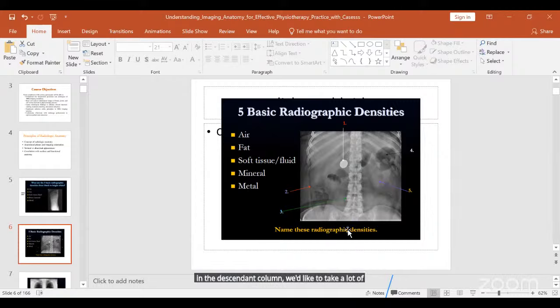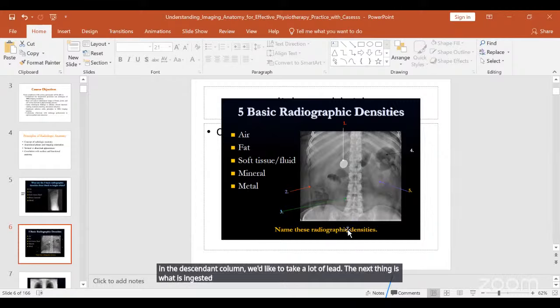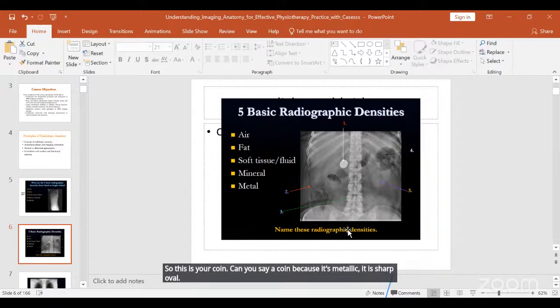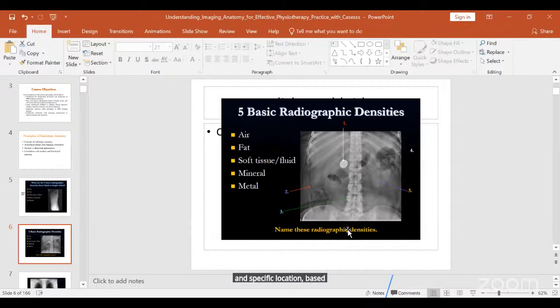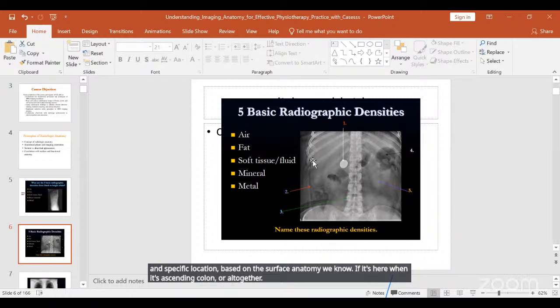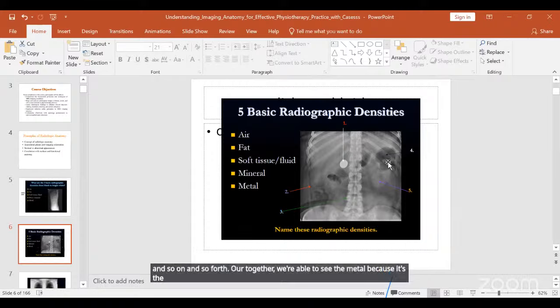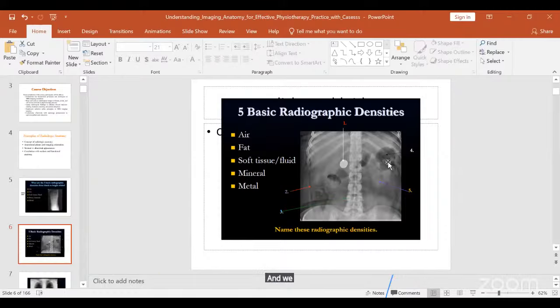The next thing is that what is ingested is treated. So this is the coin. Can you say it's a coin because it's metallic? It is sharp, oval, and has a specific location based on the surface anatomy. We know if it's here, we'll say it's the ascending colon. Are we together? Here in the hepatic flexure and so on and so forth. We're able to see the metal because the coin is metallic in nature, and we're able to depict its location.